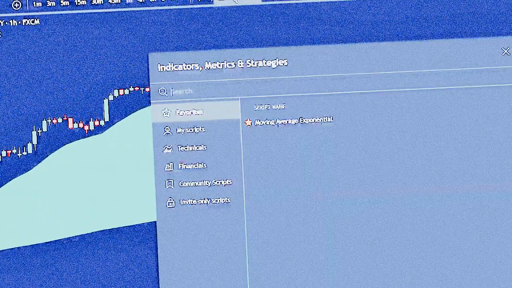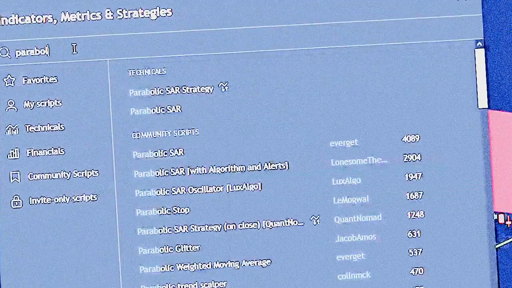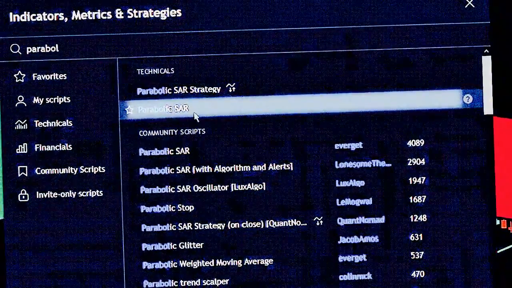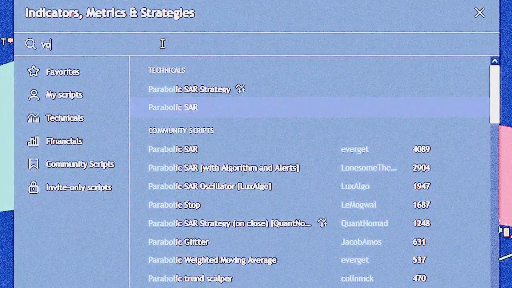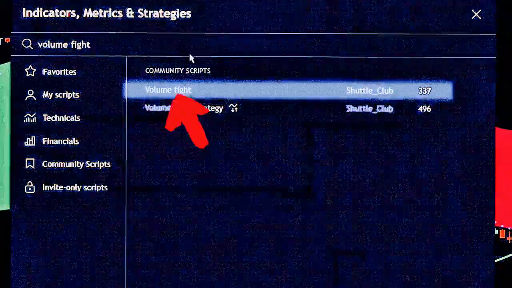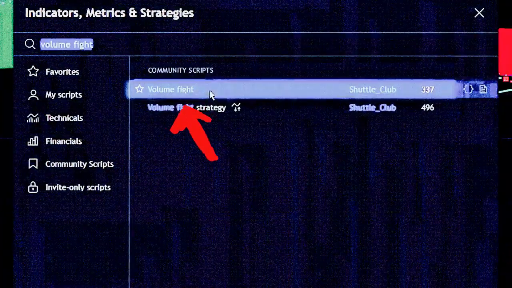Head over to the Indicator Search tab and search for the Parabolic SAR indicator. Select the indicator made by TradingView and add it to the chart. Next, search for the Volume Fight indicator. Select the indicator made by Shuttle Club and add it to the chart.